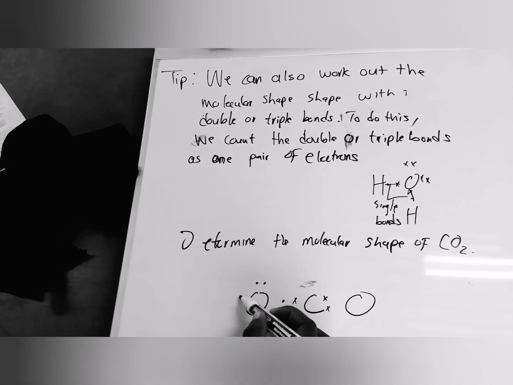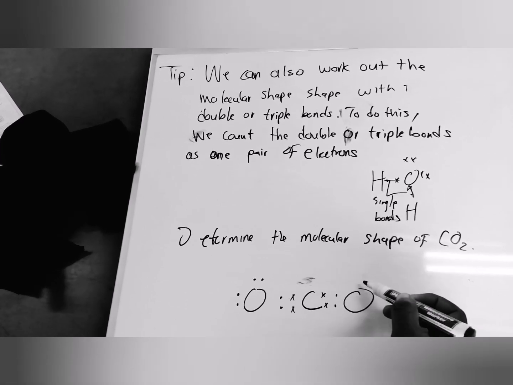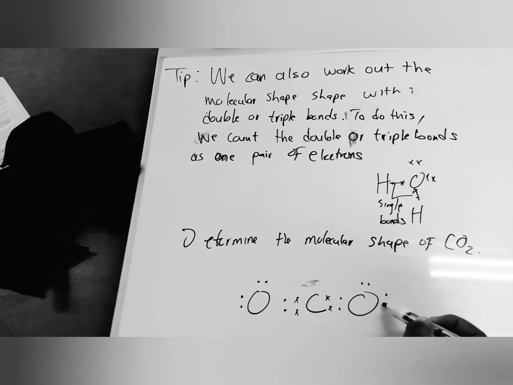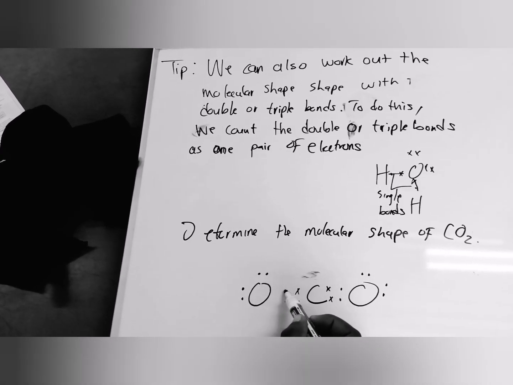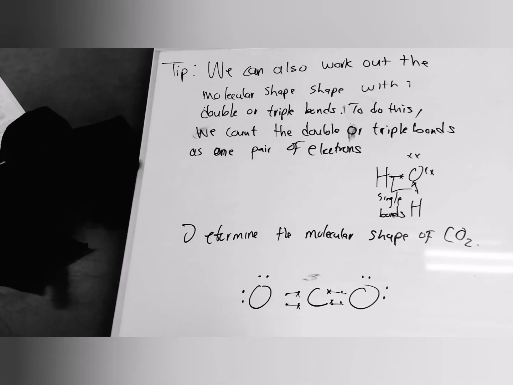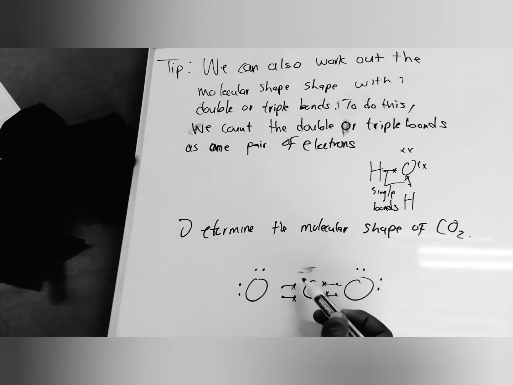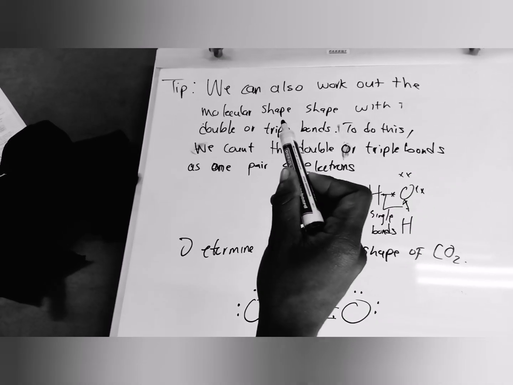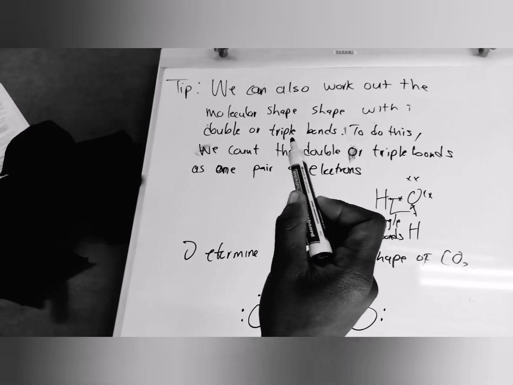Remember, we have 6 valence electrons. What we did with that first oxygen atom, we must do also on the second one. So here, if you can check, 1, 2, this is a double bond. 1, 2, it's a double bond. So in other words, we have 2 double bonds. But whenever we want to work out the molecular shape, we count this double bond as a single, or as one pair of electrons.